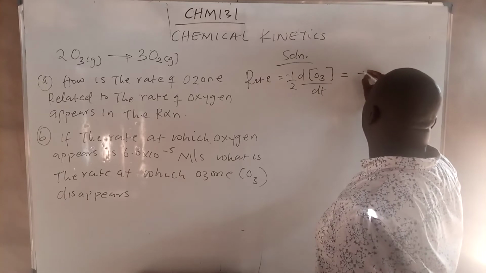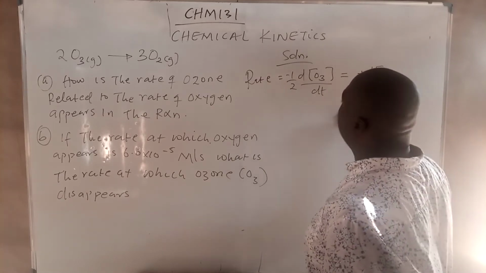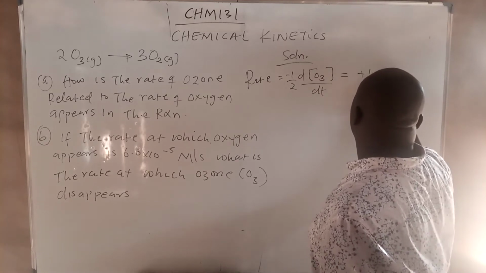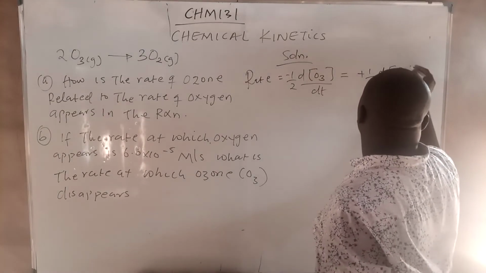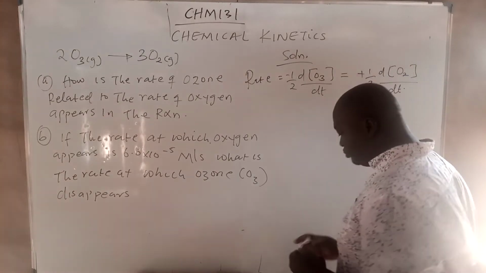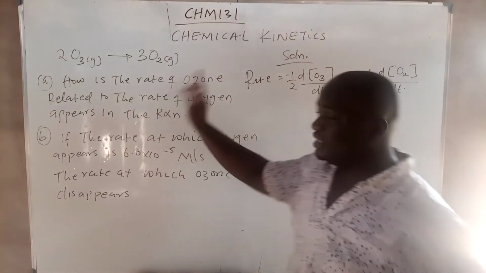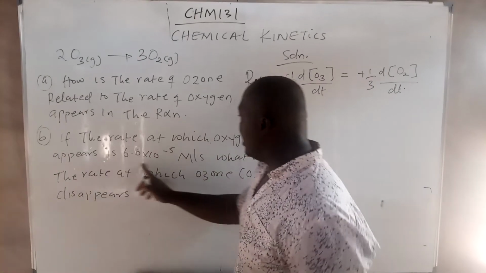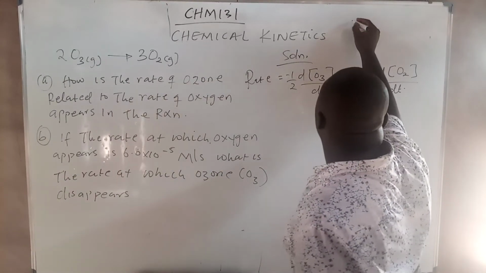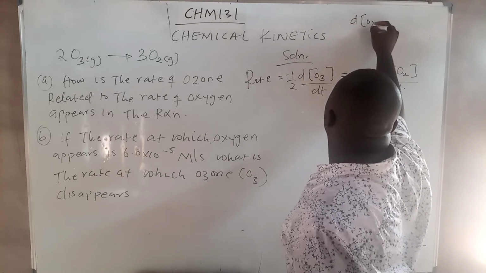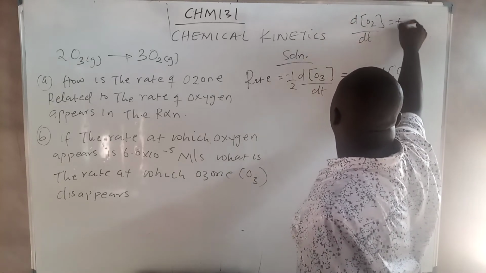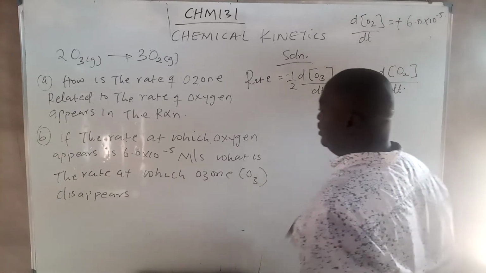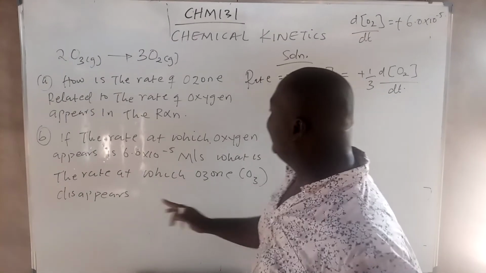Of course, the next thing is equals to plus the concentration of oxygen. Of course, we write the coefficient first. 1 all over 3, the concentration of O2 all over dt. This is the answer to part A. So easy. Now, if the rate at which oxygen appears, that means the O2 all over the T is equal to plus 6.0 times 10 raised to the power of minus 5, what is the rate at which ozone O3 disappears?